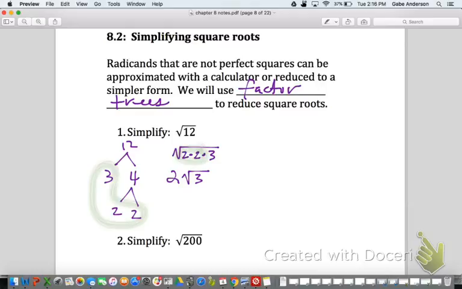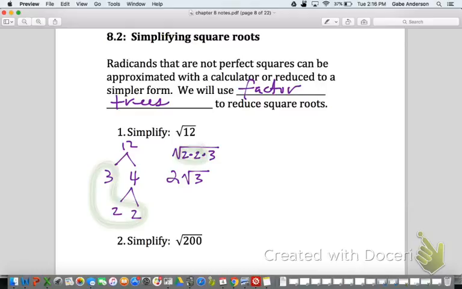If you want, on your calculator, you could confirm this. You could go square root of 12 and see what the answer is. And you could do 2 times the square root of 3 and see what the answer is. And you'd see that they're the same thing. It's just a lowest form. It's like the difference between 3/6 and 1/2. Let's do one more here.